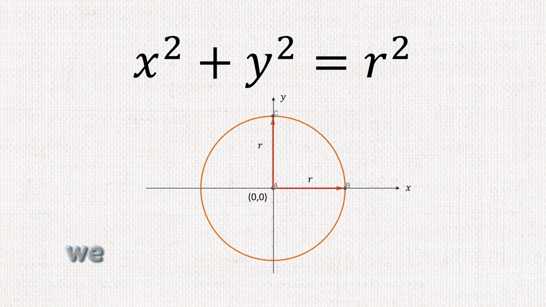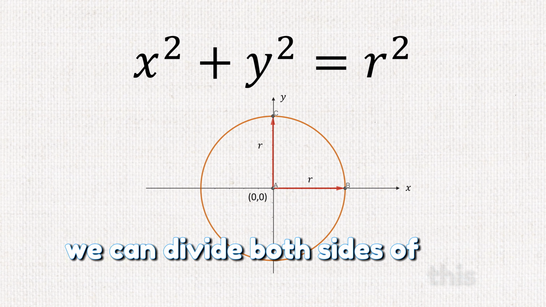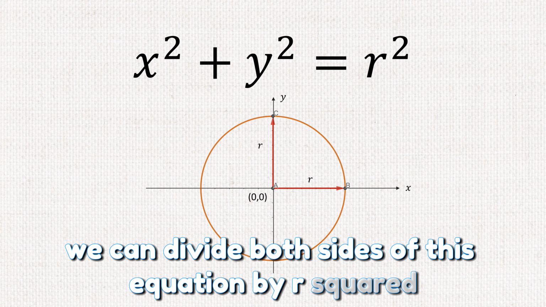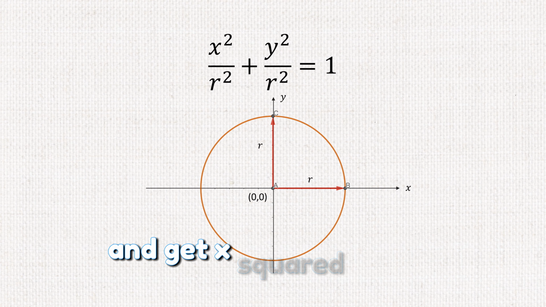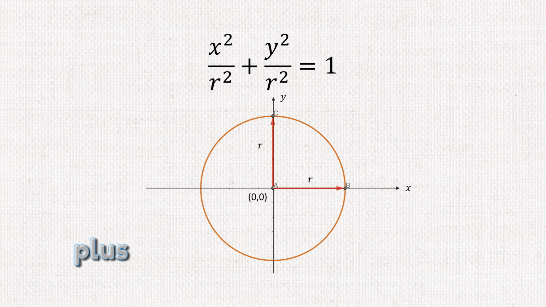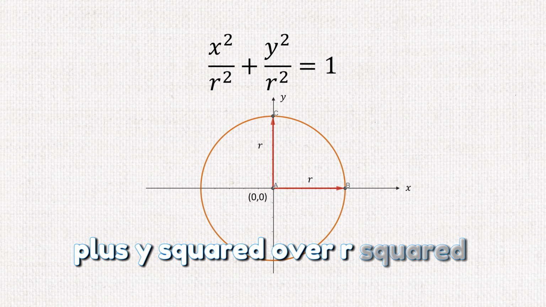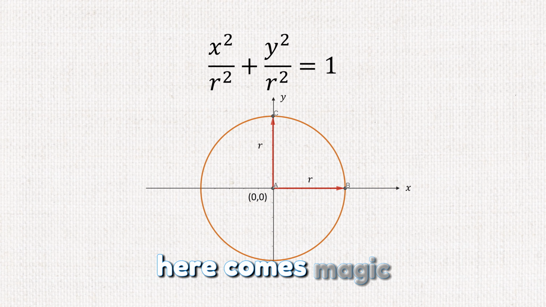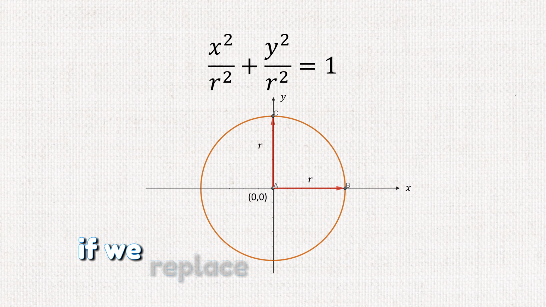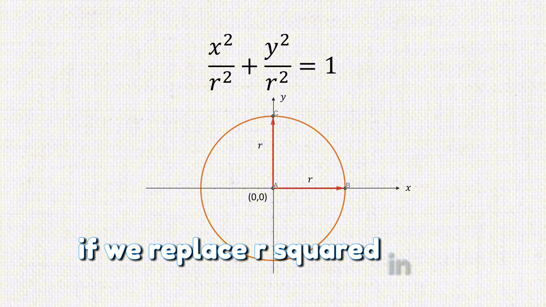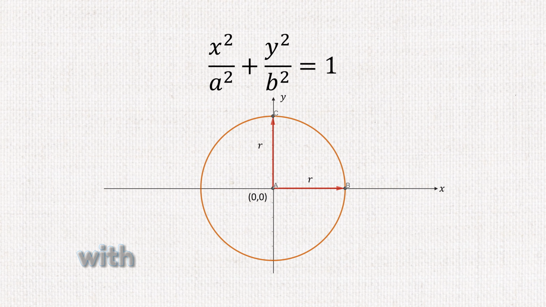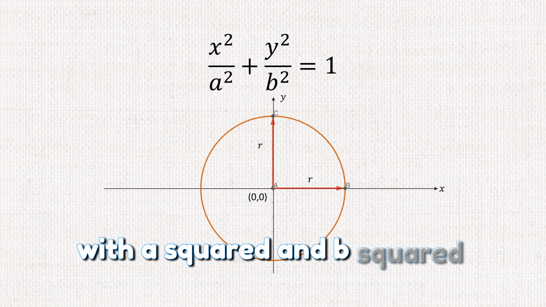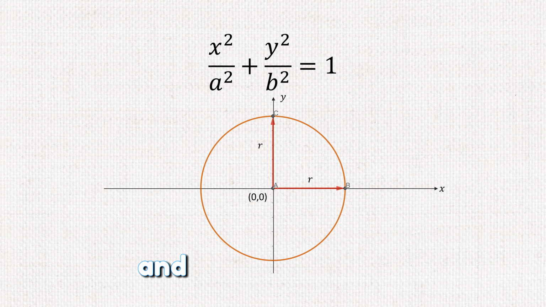Equivalently, we can divide both sides of this equation by r squared and get x squared over r squared plus y squared over r squared equal to 1. Here comes the magic. If we replace r squared in the denominators with a squared and b squared, respectively, and let a not equal b, we will get an ellipse.